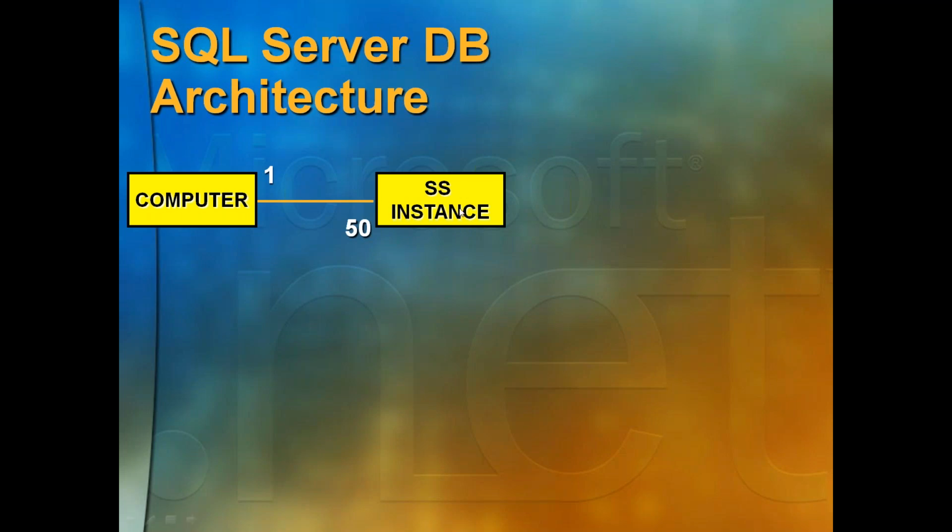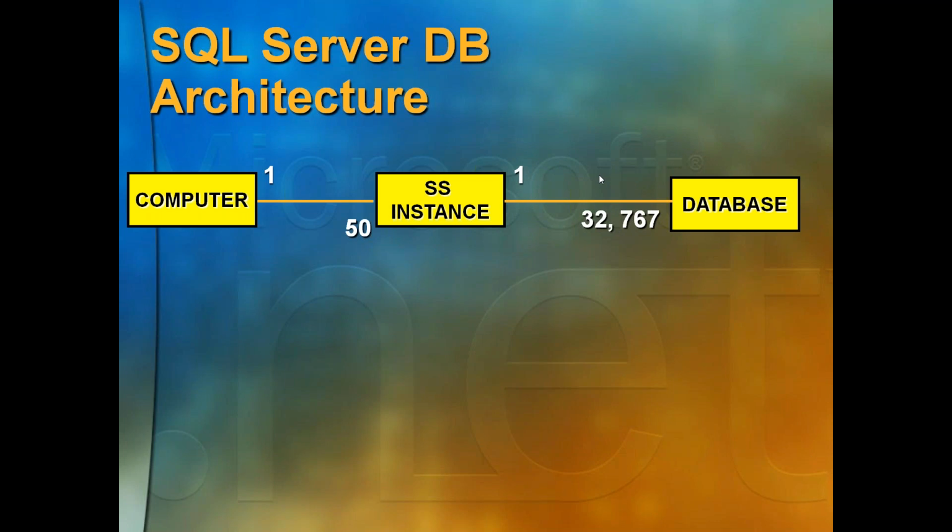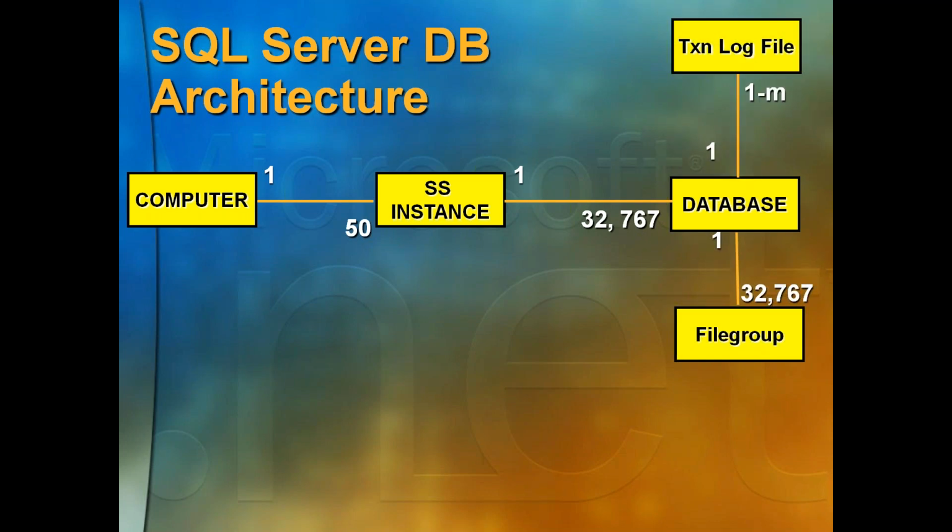Now, in a single setup, we can create 32,767 databases, right? So what is a database? A database is a collection of file groups and a collection of transaction log files. One instance can have these many databases, and one database can have these many file groups maximum, and one database also can have one or more transaction log files.